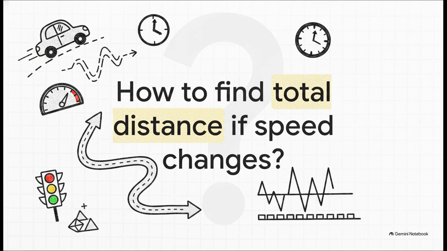Imagine you're driving a car. Now, if you're driving at exactly 60 miles per hour for exactly 1 hour, figuring out your total distance is, well, incredibly easy. You went 60 miles. Done. But real life is messy, right? It just doesn't work that way.